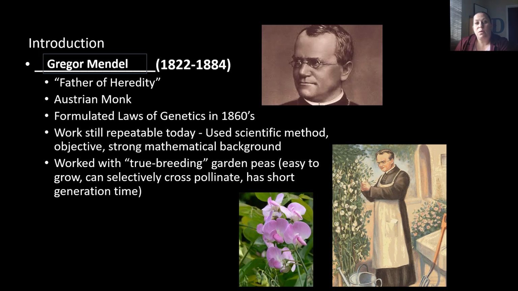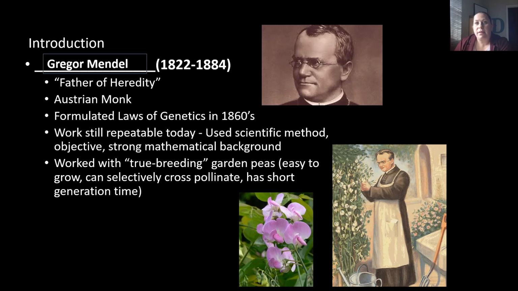He lived between 1822 and 1884, and he was an Austrian monk. He's the one who formulated the laws of genetics in the 1860s, and he was proven right for the most part in all of his studies. His work is still repeatable today. He used just the scientific method, being objective, and he also had a very strong mathematical background that helped him be able to be successful.